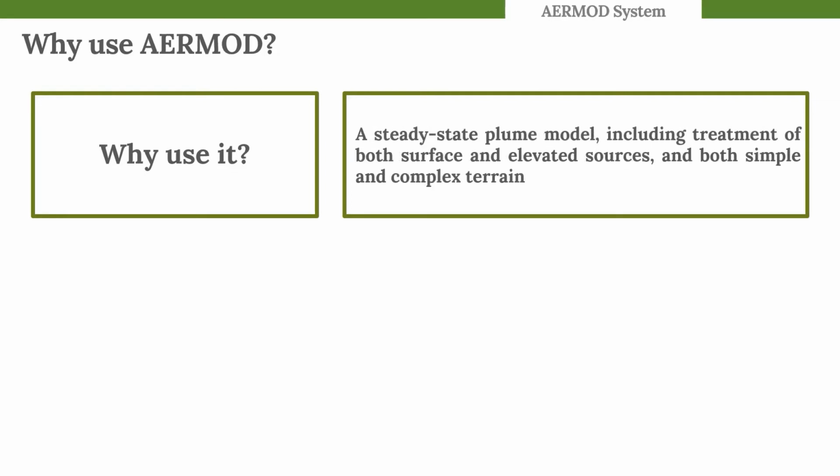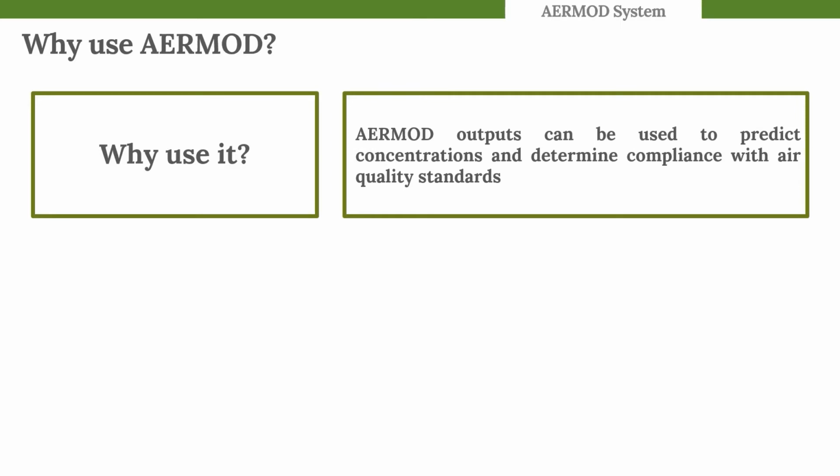Also, it includes treatment of surface and elevated sources, and simple and complex terrain features, which allows it to be used in diverse situations and brings some advantages over previous models. And don't forget that, based on emissions and meteorological inputs, a dispersion model can be used to predict concentrations at selected downwind receptor locations. These air quality models are used to determine compliance with air quality standards and other regulatory requirements.